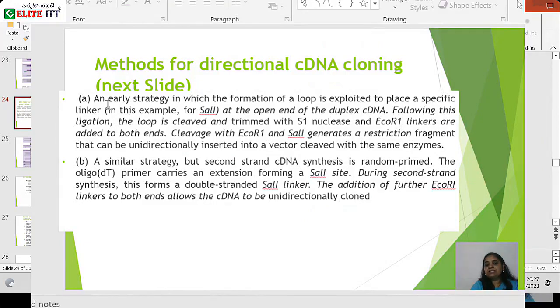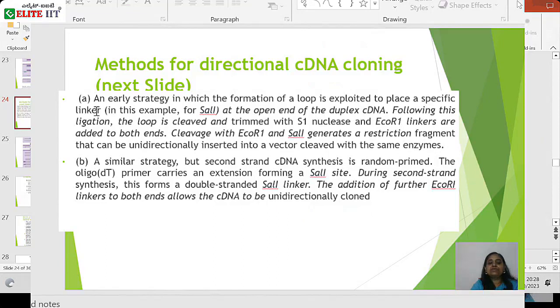So in this case, what is happening? An early strategy in which the formation of a loop is exploited to place a specific linker at the open end of the duplex cDNA. Following this ligation, the loop is clipped and trimmed with S1 nuclease and EcoR1 linkers are added. From the picture, it will be clear. Linkers are added to both ends. Now cleavage with EcoR1 and SalI generates a restriction fragment that can be unidirectionally inserted into a vector clipped with the same enzymes.